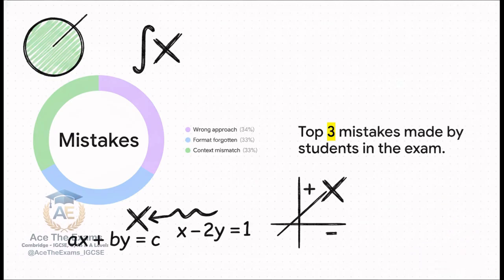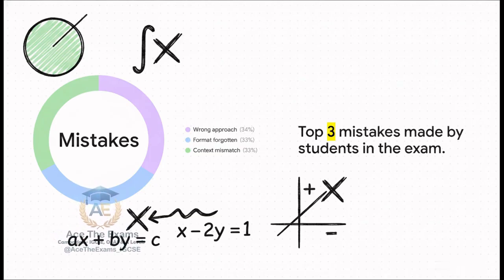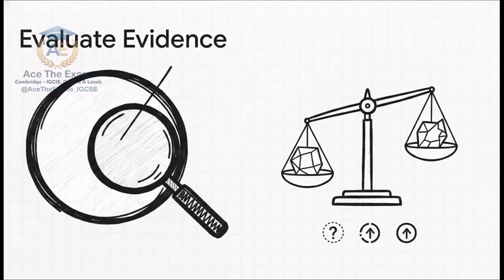34% of students lose marks for using the wrong approach for the context, like trying to use calculus when the syllabus explicitly demands algebraic or geometric methods. 33% forget format and presentation, just leaving their equations unsimplified. And another 33% give answers not specific to the context, like finding 2 equations when the question clearly specified the tangent with a positive gradient. So how do you push a good grade into an exceptional one?